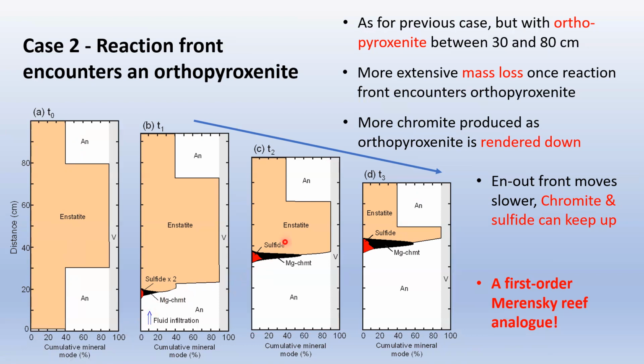That continues until it reaches the orthopyroxenite. And at this point, all it's doing is dissolving pyroxene and precipitating a lot of chromite because you've got more pyroxene, so you have more chrome in the source rock. And if there were already pre-existing chromite, you would get even more. And because you're now losing basically all this mass of enstatite, it's collapsing down even more, okay? So this system that we're seeing, an anorthosite, a sulfide-bearing chromitite inside an orthopyroxenite, is sort of a first order Merensky Reef analog here.